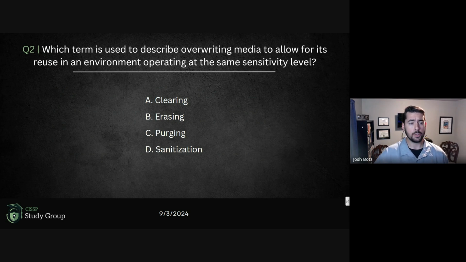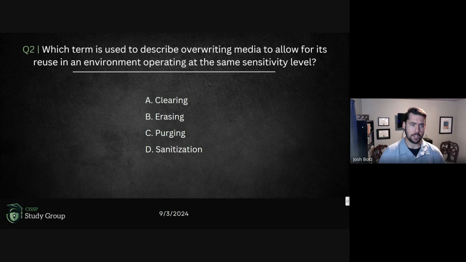So if we wanted to take something that was using confidential information, a hard drive, and we wanted to instead use public data on it and have it be accessible to the public, we would need to choose a form of media sanitization. We need to sanitize this for use at a lower classification level. We might use purging to do that. Purging could be a type of sanitization. Sanitization doesn't necessarily mean purging, though. So that's the interrelation between those terms. Clearing could be a part of sanitization. Erasure, it's not quite enough there.